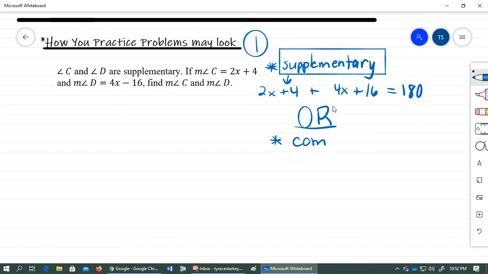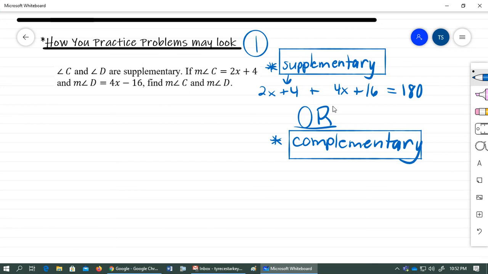If it says complementary, try not to make this look too sloppy, guys. And I apologize if it does. We're a little short on time, so if my writing looks a little sloppy here, I do apologize. If it says complementary instead of supplementary there, then of course you'll take what you're given and you'll add those two angles, and they'll be equal to 90 degrees. Okay, so this is kind of putting it together.